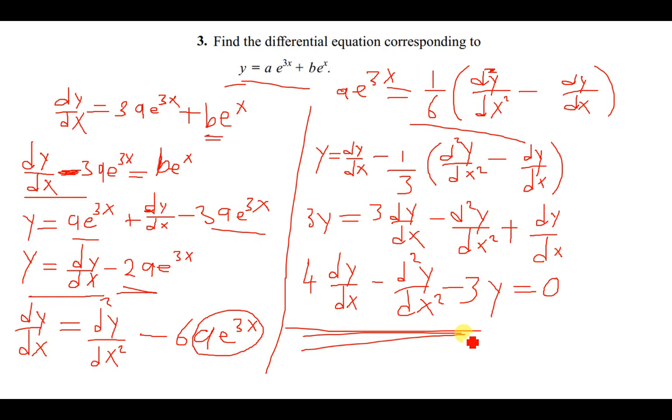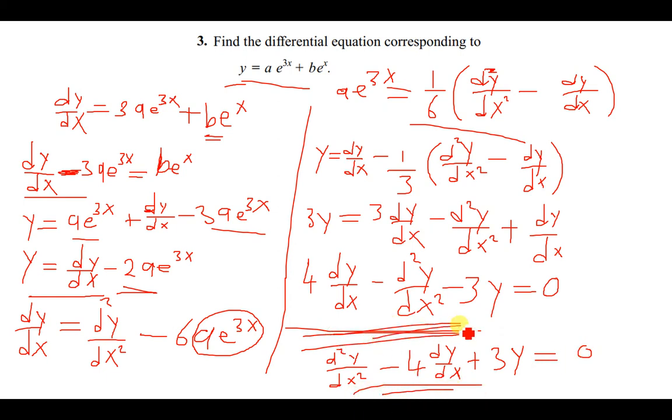So if you look at this, if you want, you can divide through by negative and make the d²y/dx² positive. You can have d²y/dx² minus 4 dy/dx plus 3y equals 0. It's still going to be the same. There's no difference between the two answers. So this is our final solution. You can either write this or this, you will still be marked correct.